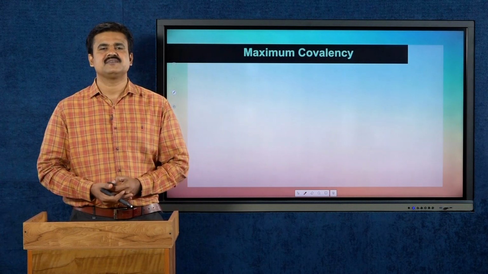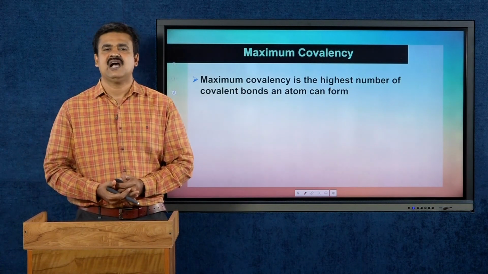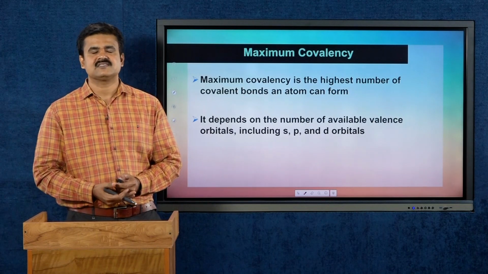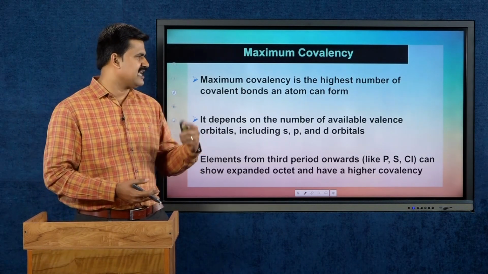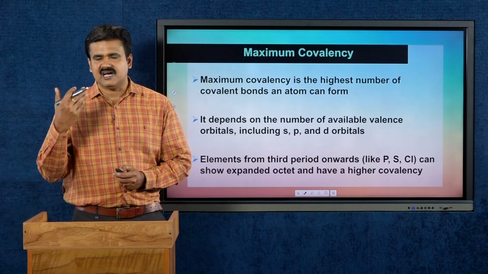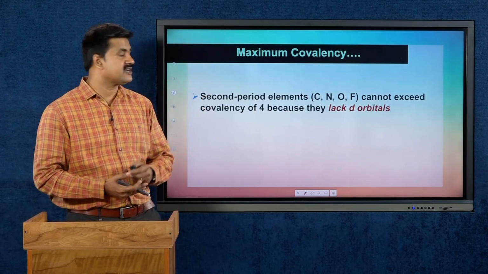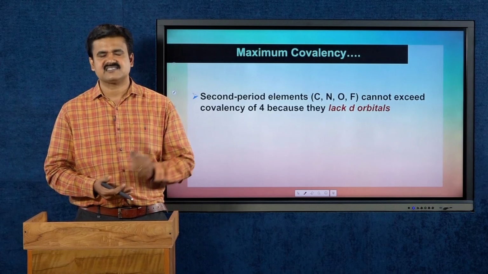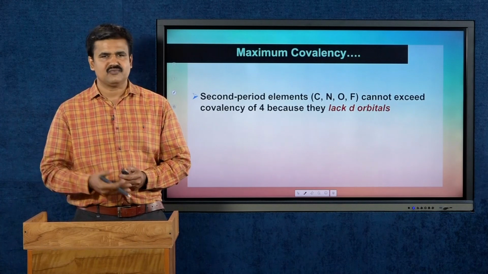And another concept, that is maximum covalency. Maximum covalency is the highest number of covalent bonds an atom can form. It depends on the number of available valence electrons including s, p and d orbitals. Elements from third period onwards like phosphorus, sulfur, chlorine can show expanded octet and have a higher covalency. Second period elements like carbon, nitrogen, oxygen, fluorine cannot exceed covalency of 4 because they lack d orbitals. These elements have no d orbitals and they cannot extend their covalency above 4.